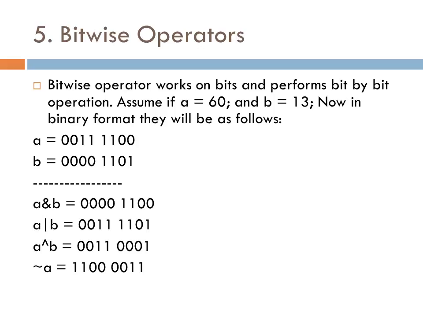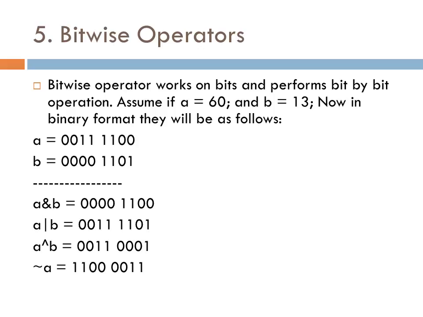Let us take an example. A is equal to 60 and B is equal to 13. Then the binary value of A is 00111100, and the binary value of B is 00001101. When we apply A and B, then it will return that value.